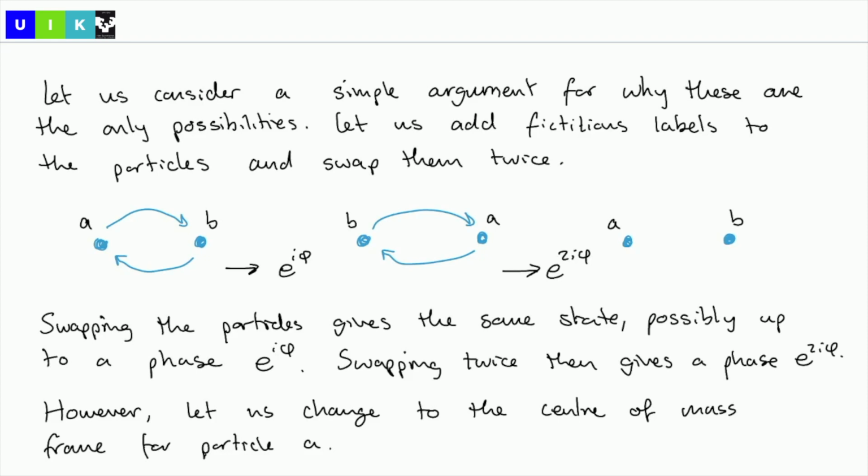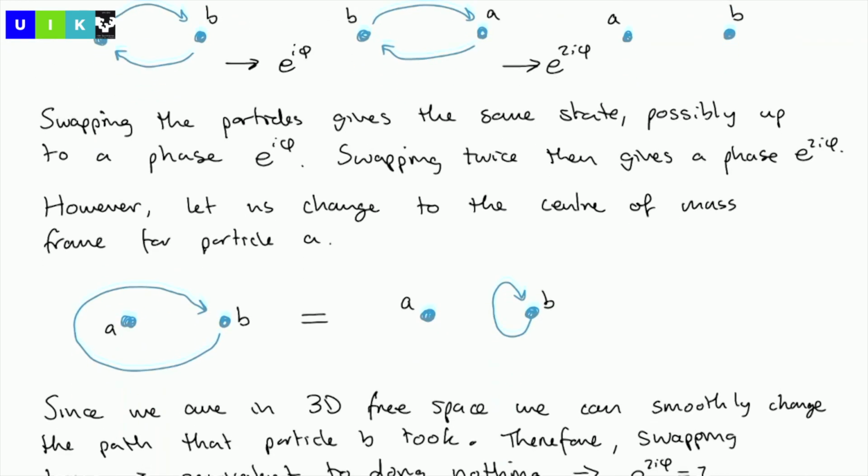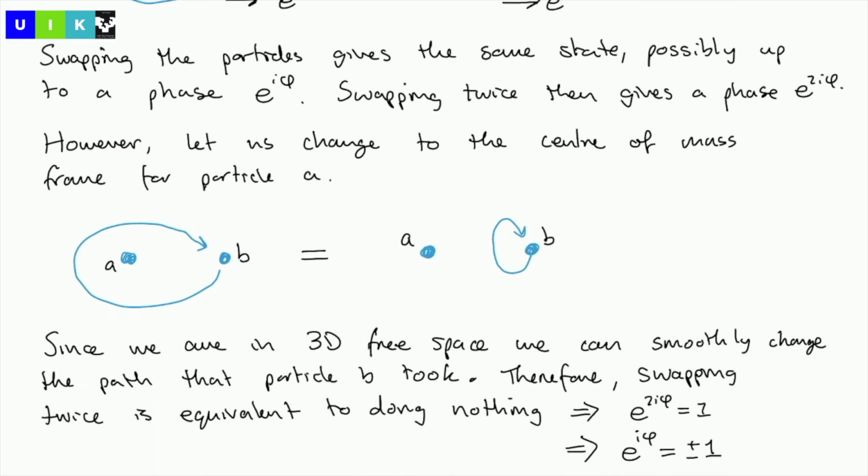Now, if I swap them again, I really do end up back at the same state, and even my fictitious labels are back in the same place. Okay? But now, it's the same swapping, so I'm going to pick up an extra phase of e to the i phi. Now, what we can do is change our perspective. Let's go to the center of mass of particle A, and then what we've done is we've just taken B in a full circle around A. So if we swap twice, it's the same as just taking B all the way around A.